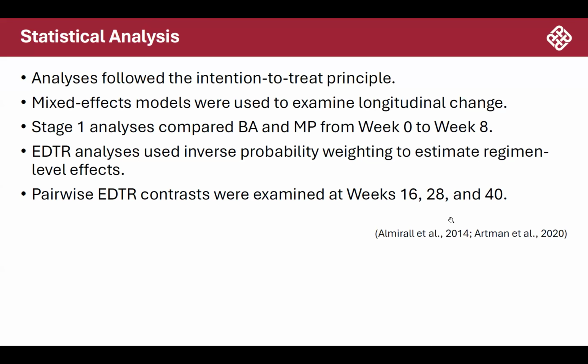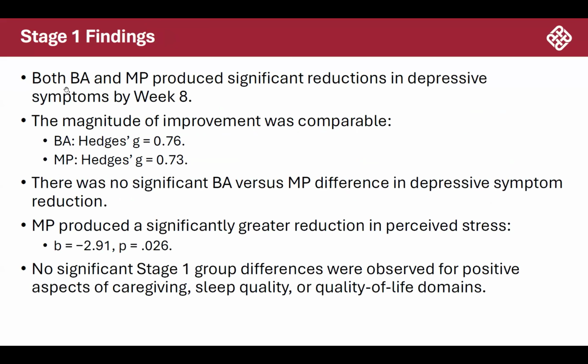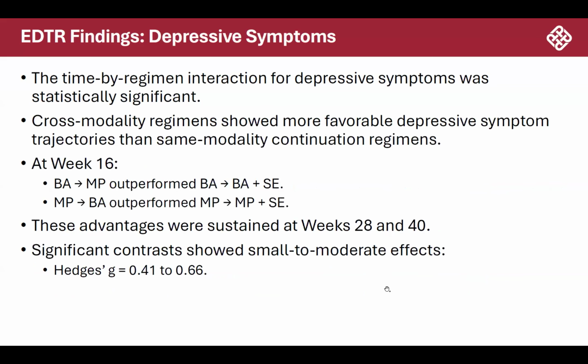and also the follow-ups at week 28 and also 40. From the stage 1 findings, we found that both BA and MP produce a significant effect on depressive symptoms by week 8. Both of them have a similar effect size, and there is no significant difference in the effect on depressive symptoms between the BA group and the MP group. But for stress, we find that MP has a better reduction compared with BA. And there are no significant stage 1 group differences for the positive aspects of caregiving, sleep quality, and the quality of life domain.